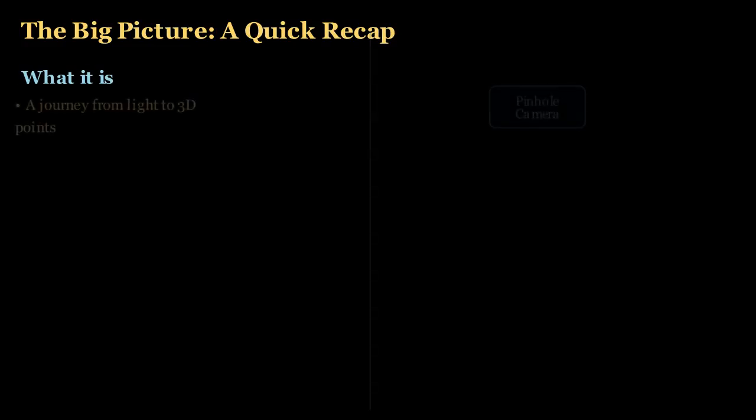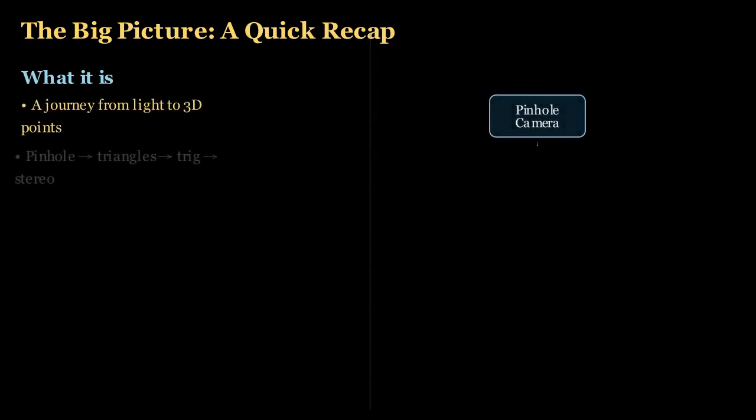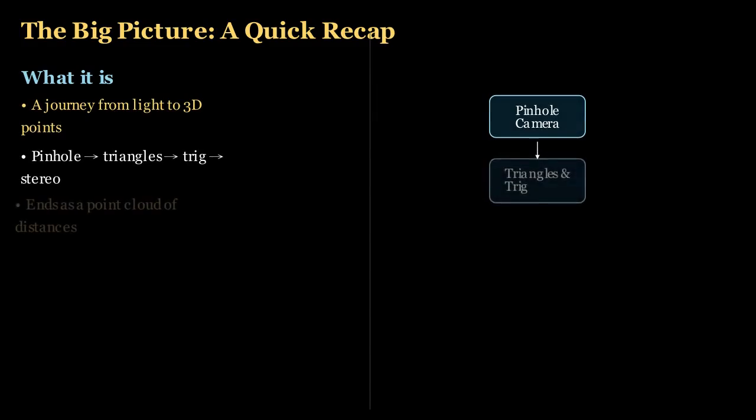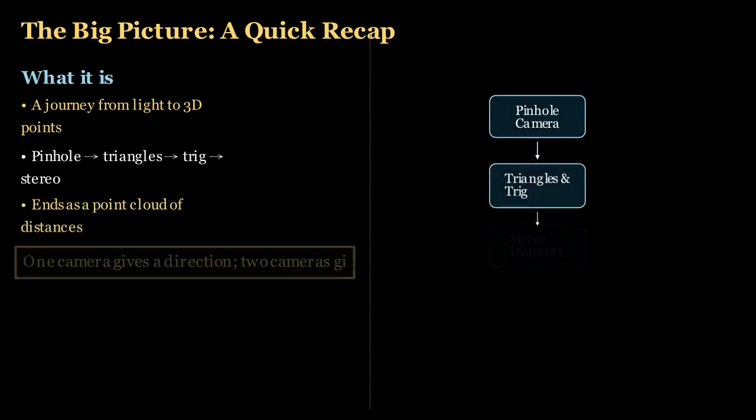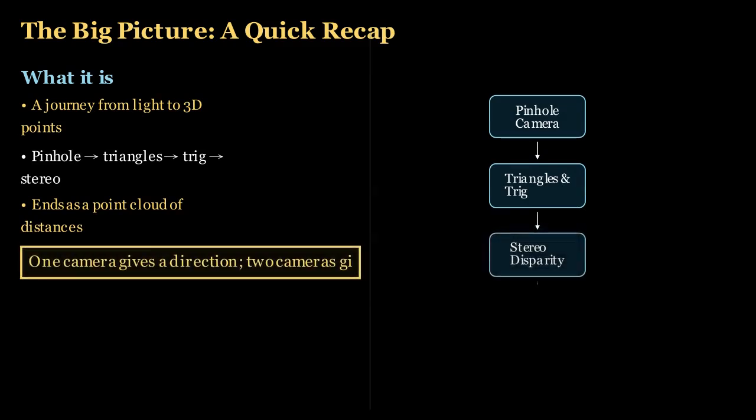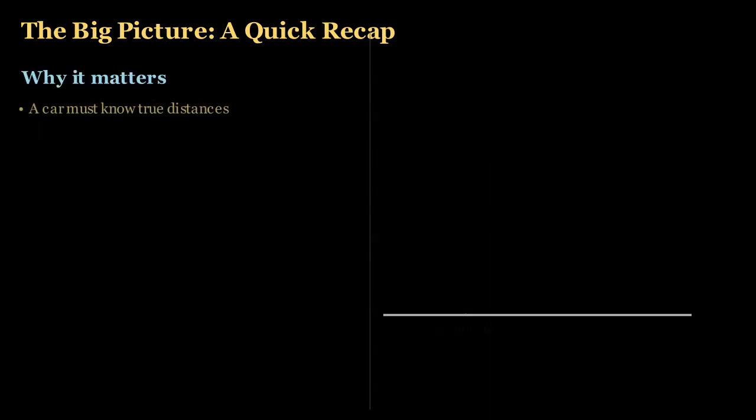Imagine you're a self-driving car. Your whole job is to turn flat camera images into a 3D map of the world. This journey starts with a simple pinhole, uses triangles and trig ratios, and finally combines two views to create a point. A car needs to know if that blob is a faraway truck or a close-by toy.